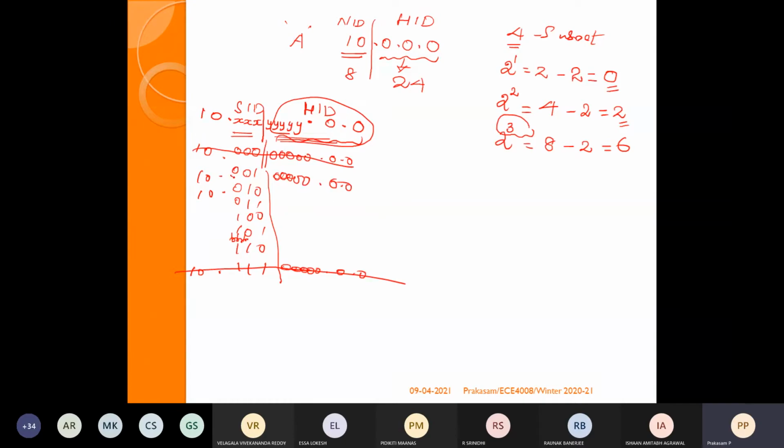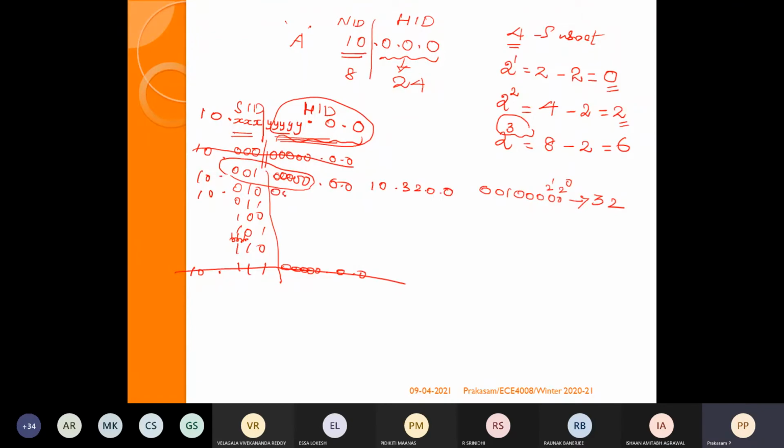What is the decimal equivalent for this? 0, 0, 1, then 5 zeros. Can anyone give the answer? 32. Very good. So the first subnet ID is 10.32.0.0.